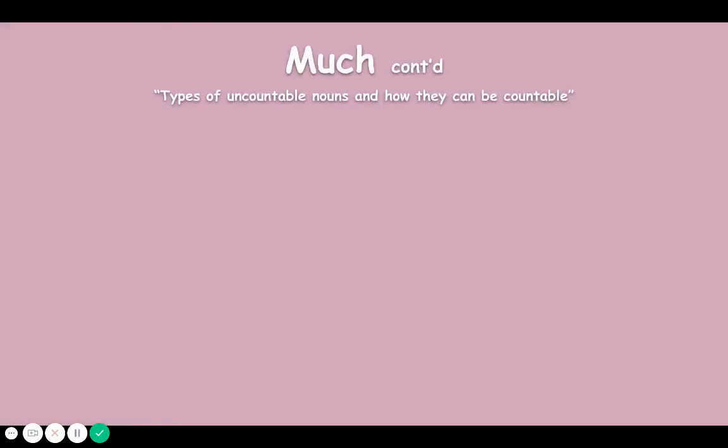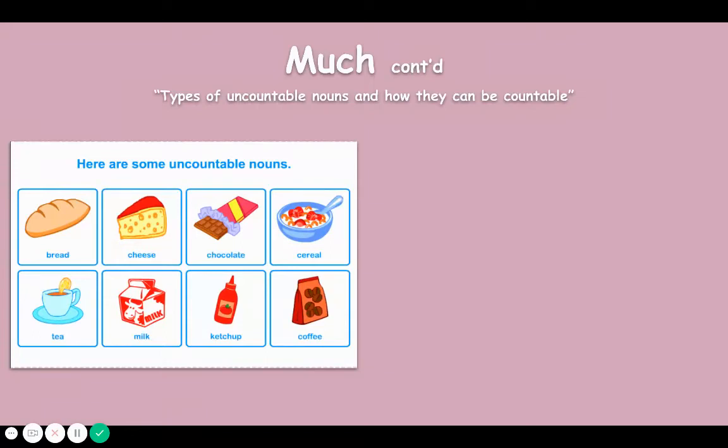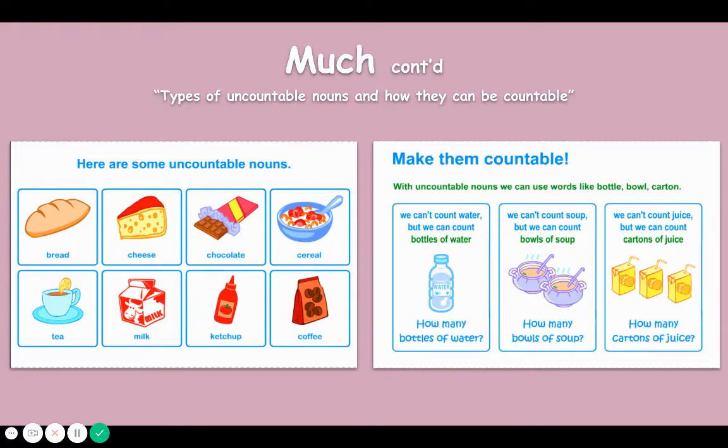Okay, types of uncountable nouns and how they can be countable. These are some examples of some uncountable nouns. We have bread, cheese, chocolate, cereal, tea, milk, ketchup, coffee. They are all uncountable nouns. But we can make them countable. How do we make them countable, Mr. Michael?